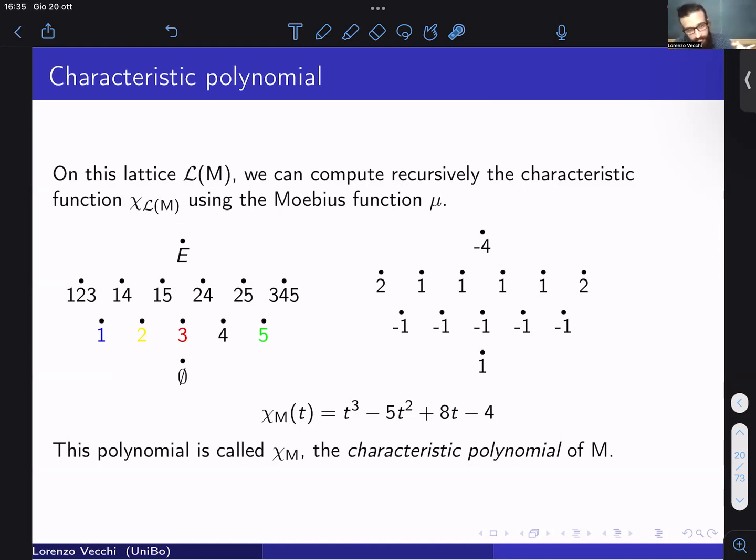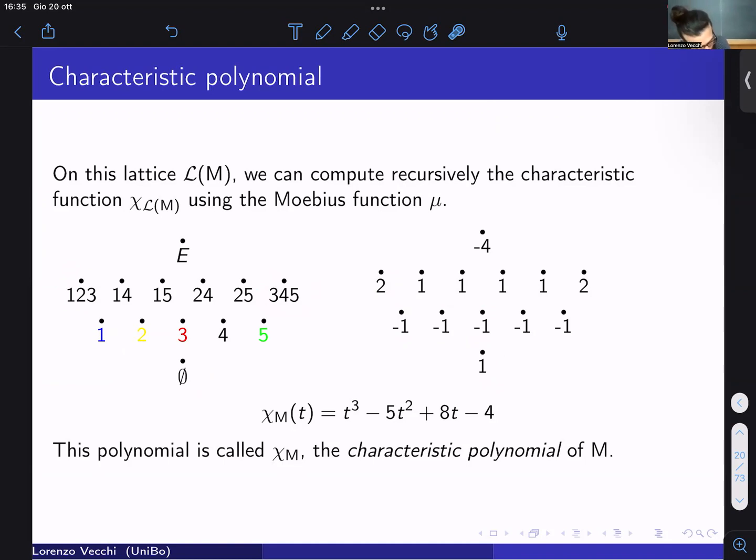and this is the value that we're going to give to that element. So for example, if I look at the rank 1 flat 1, the only thing that is below it is the empty flat. It had value 1, so we change the sign to a -1, and that's the value that we give to it. And the same goes for all the other rank 1 flats. Now, if I look at the element 1, 2, 3, the things that are below it are 1, 2, 3, and the empty set. I sum all these values. This is -1, -1, -1, +1. So it's a -2. I change the sign to a +2, and this is the value that I give to this flat. And the same goes for 3, 4, 5.